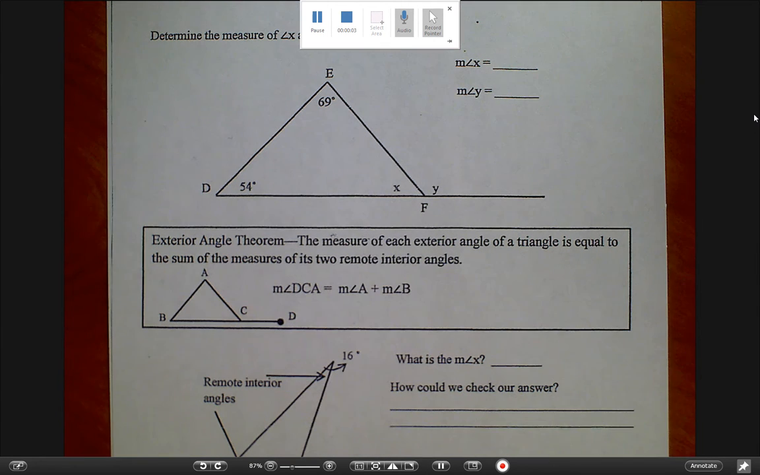Alright, you guys, this is geometry. We're going to do the exterior angle theorem here.